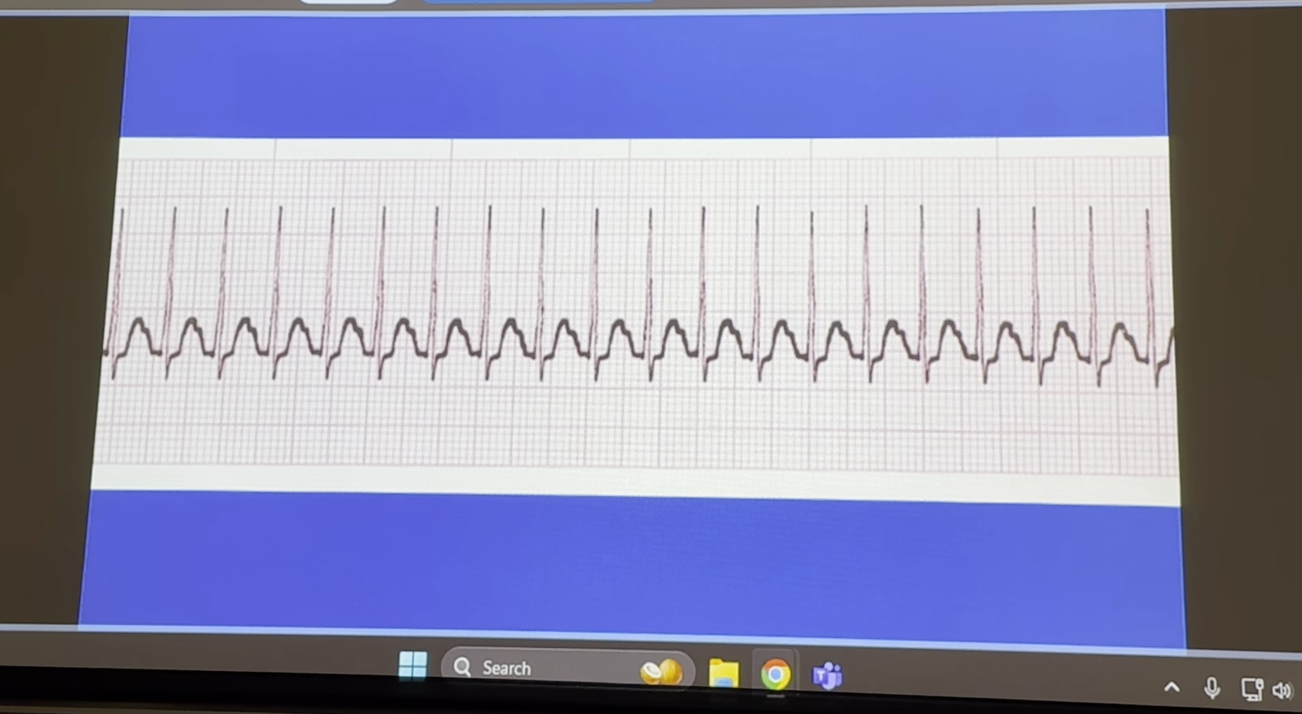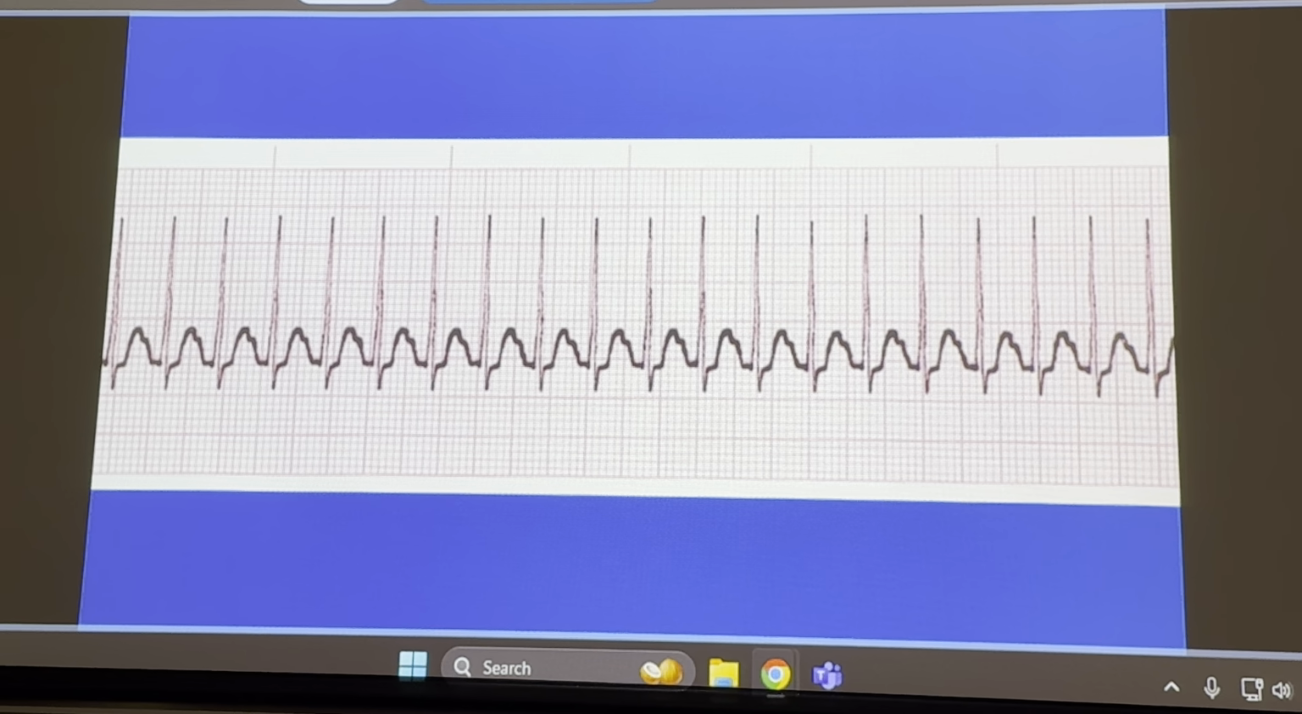All right, I hadn't talked to Natalie yet. But this is SVT. How do you know? Because the heart rate is 200. Heart rate's 200, right? So you counted 20 QRS complexes, right? So this is what I was talking about as far as don't get confused with your interpretations.